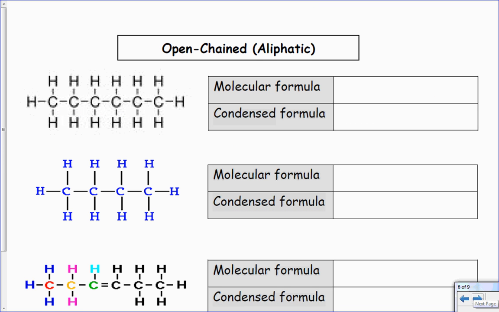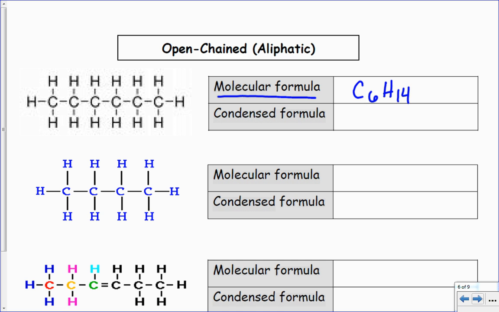Open-chained hydrocarbons. These are called aliphatic hydrocarbons. They're just straight up open chains. And when you look at these things, we first go for the molecular formula. How many carbons do I have in the chain? C6. And then how many hydrogens do I have? 2, 4, 6, 8, 10, 12, 14. C6H14. That is the molecular formula.